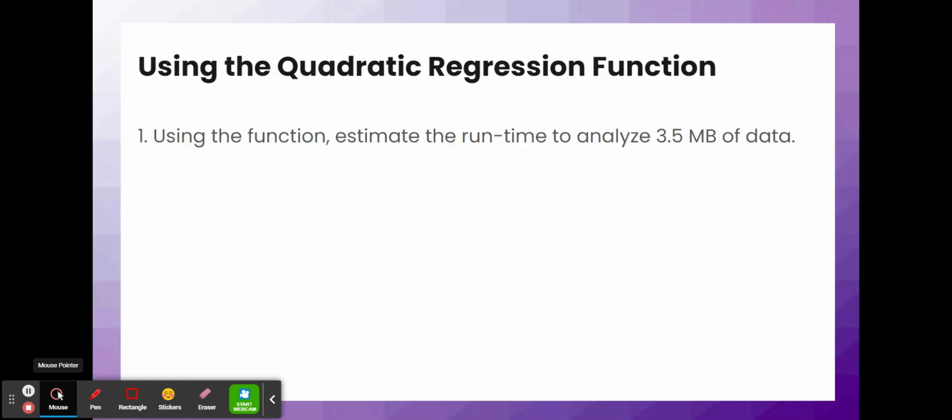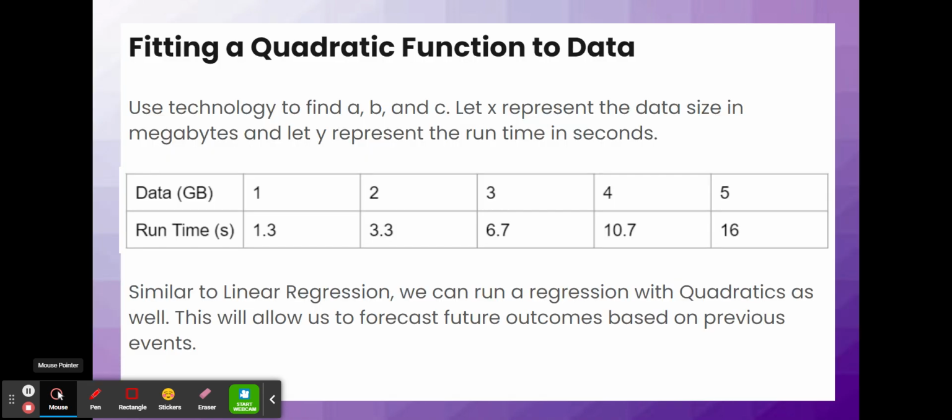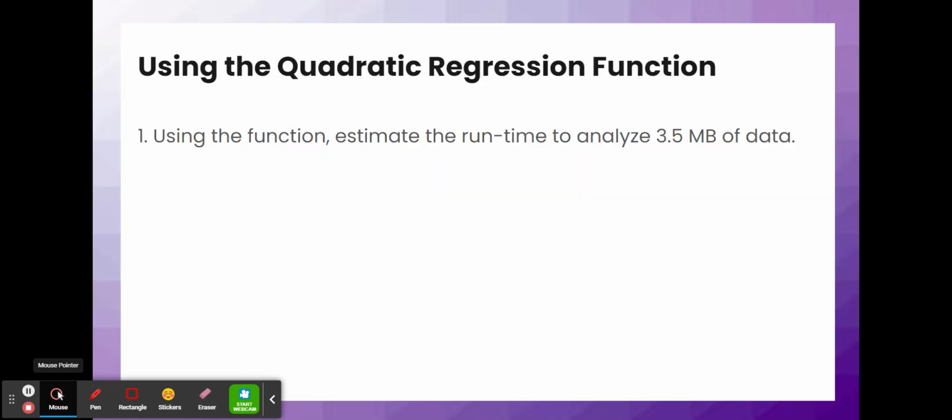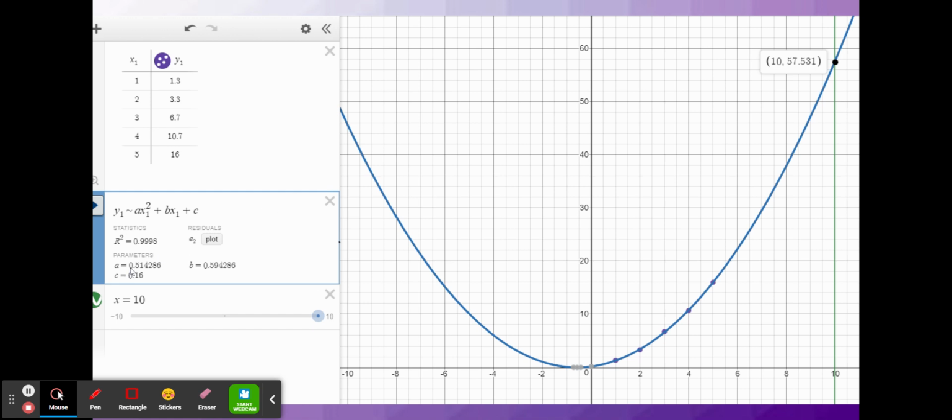All right, it says using the function estimate the runtime to analyze 3.5 megabytes of data. So we want to make sure we write the equation and then we're going to input 3.5 into the equation. So we're going to look, where was 3.5 on the table? So 3.5 was our megabytes or gigabytes, excuse me. So that's my X value. So X value is 3.5. I don't know why it says megabytes, it should be gigabytes. Anyway, 3.5 is the X value. So we're going to type in all of our information from here to create our equation. It doesn't tell us how to round, so normally we round either tenths, hundreds, or thousands.